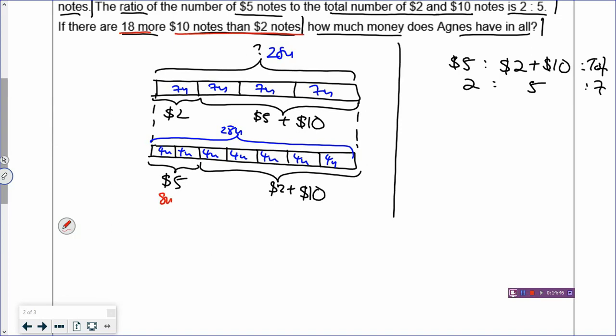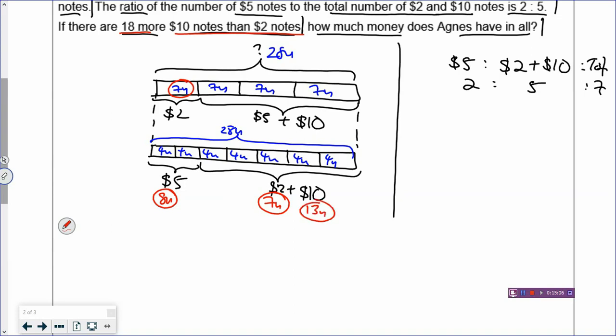The $5 notes is 8 units, and the $2 notes is 7 units, right? So you can put down 7 units. And the $10 notes will be 28 minus 8 and 7. So you will get how many? You will get 13 units of $10 notes.